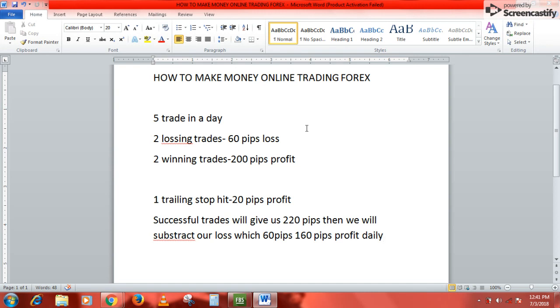And if you open up 5 currency pairs, and the EA executes a trade on each one of them, and you have 2 losing trades, which will give you 60 pips, you have 2 winning trades, which will give you 200 pips, one trailing stop hit, which is 20 pips, then you have a successful trade of 220 pips. So we subtract our loss, which is 60 pips, from 220, which means you will have 160 pips profit on a daily basis.